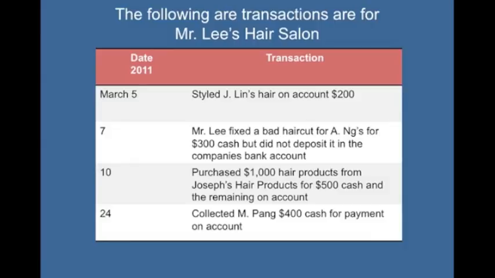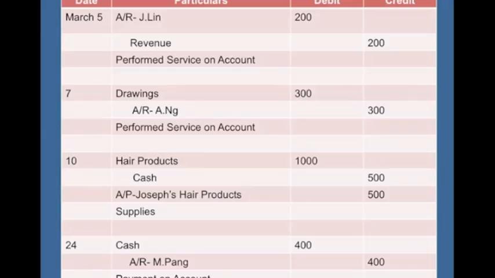For these following transactions, I've created a chart to show the debit and credit for each particular transaction. This can also be called a journal, as it shows the date of when the transaction was completed and the debit and the credit. On March 5th, Mr. Lee styled Jalen's hair on account for $200, so therefore we should debit accounts receivable and credit revenue. We can summarize this as a performed service on account.